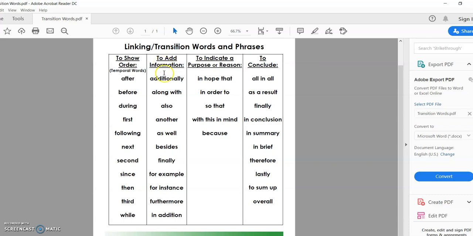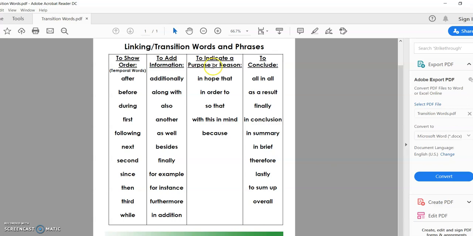To add any information, some words like additionally, along with, another, as well as, for example, for instance. These are words that can be used either when you're going from one idea to another, or even within the same idea when you're trying to explain something else within that piece of information.